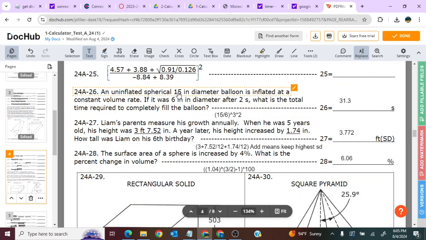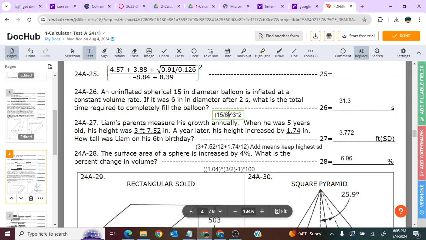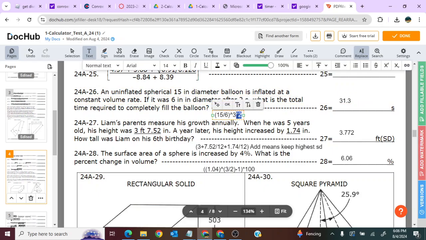A spherical balloon 15 inches in diameter is inflated at constant volume rate. If it was 6 inches in diameter after 2 seconds, what's the total time required to fill the balloon? Well, since it's filling at a constant volume rate, volume is proportional, I suppose, to the diameter cubed. So you have to divide the diameters. To get 2.5 times the diameter, you have to have 2.5 to the power of 3 times the volume, if that makes sense. It's a scale problem. And then because that took 2 seconds, you multiply that value by 2, and you get 31.3 seconds.